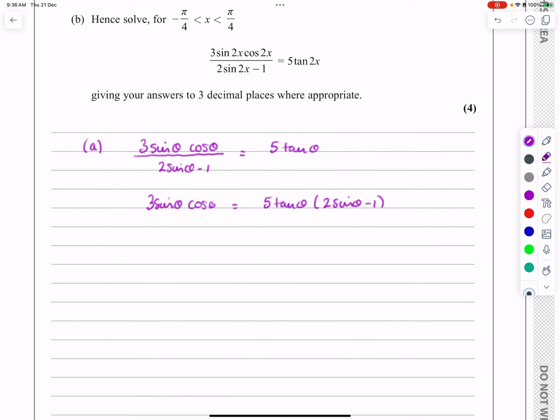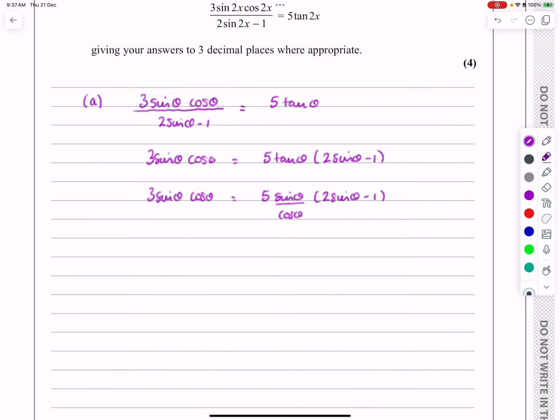And now I'm going to change tan theta to sine over cos. So I'm going to get 3 sine theta cos theta is equal to 5 sine theta over cos theta times 2 sine theta minus 1. And now I'm beginning to get signs of what I want. If I multiply by cos there, I'll get a cos squared. A cos squared can change to 1 minus sine squared. And then by multiplying everything out, I'll be pretty confident that we'll get somewhere close to our answer here.